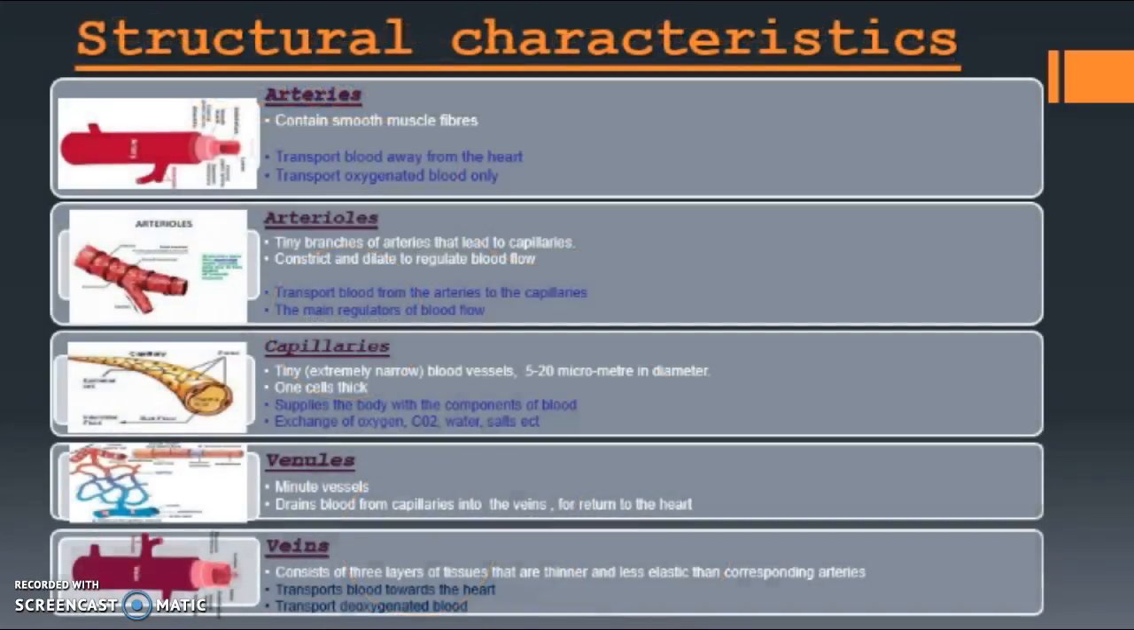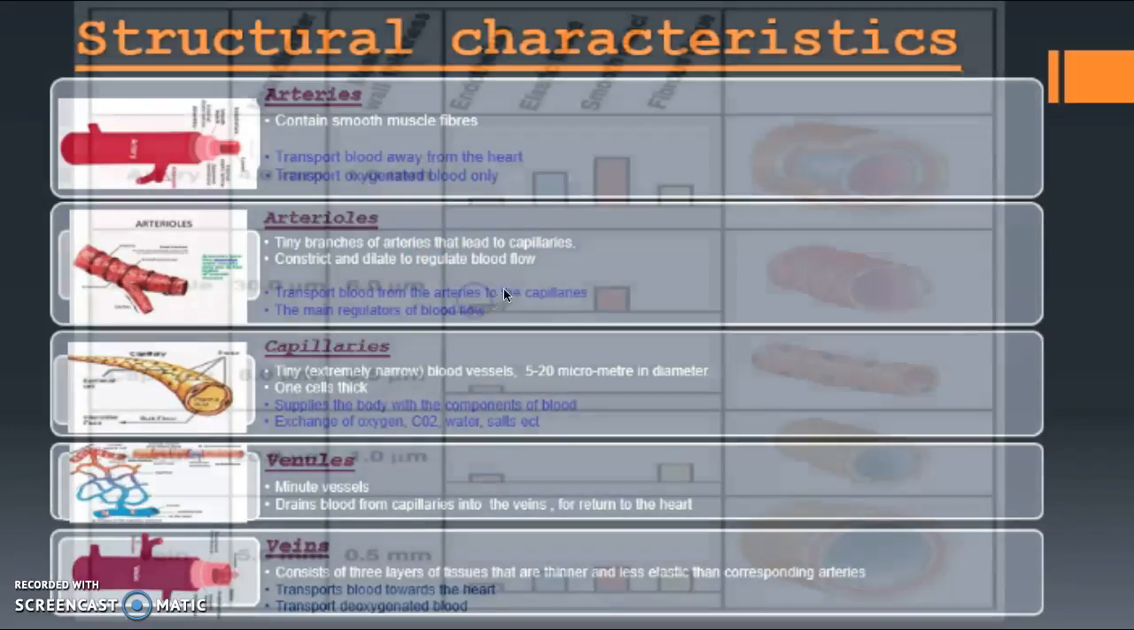So here we just have the structural characteristics of all those blood vessels. So we have arteries, which contain smooth muscle fibres, and then we have their function in blue, which is to transport blood away from the heart and transports oxygenated blood only. Arterioles have tiny branches of arteries that lead to capillaries. They also constrict and dilate to regulate the blood flow.